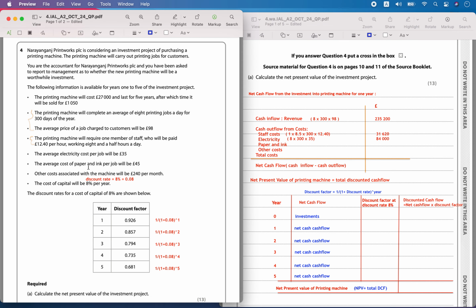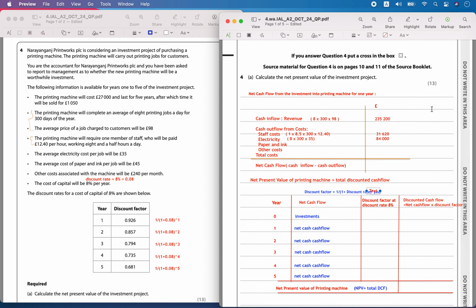Then paper and ink, it will be 45 pounds per job. So that is 8 jobs, 300 days, and the rate is 45. That value is going to be 108,000.